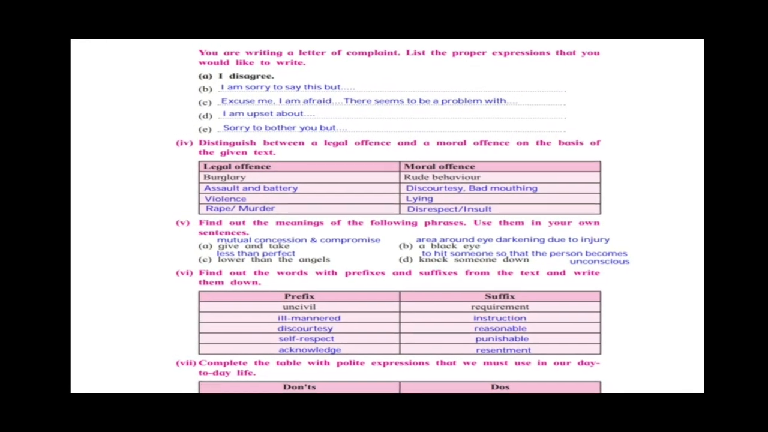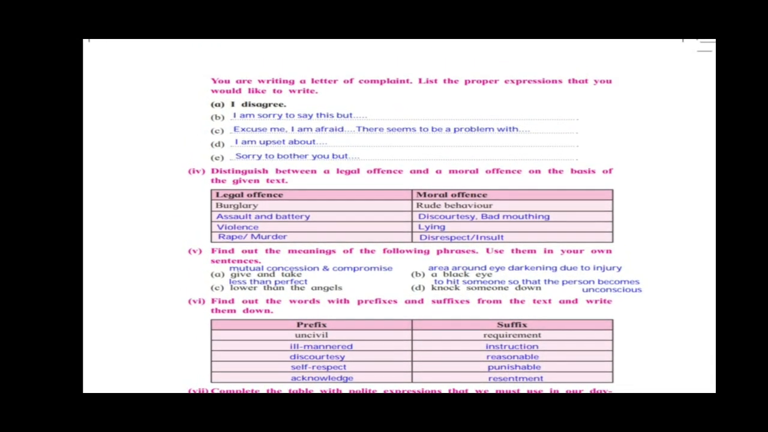You are writing a letter of complaint. List the proper expressions that you would like to write. You are writing a letter of complaint and you have to list out the proper expressions that you would like to write. I disagree, or I am sorry to say this, but excuse me, I am afraid there seems to be a problem with. I am upset about. Sorry to bother you, but. So these are some expressions you can write while you write a letter of complaint.